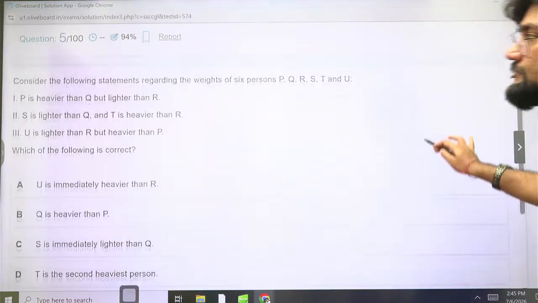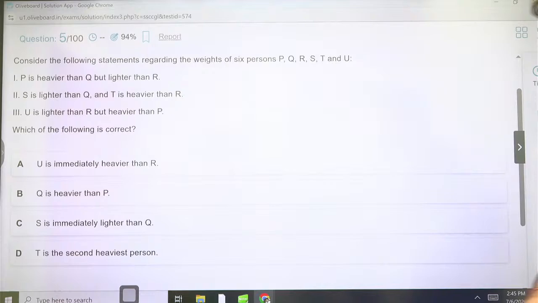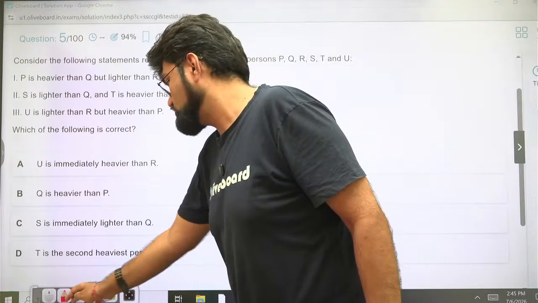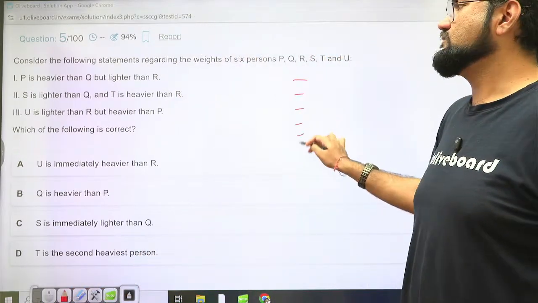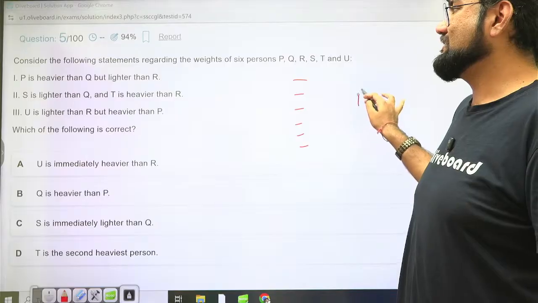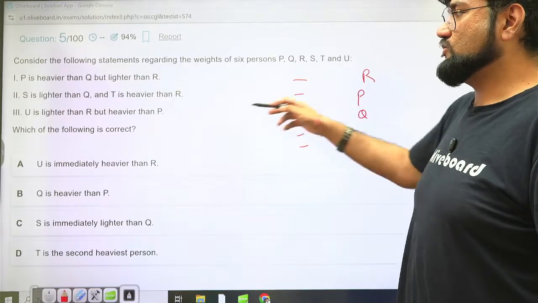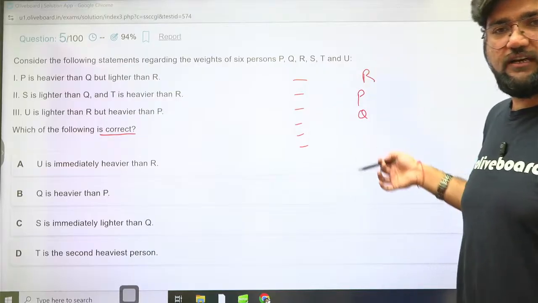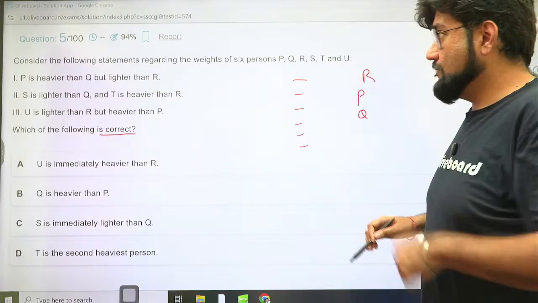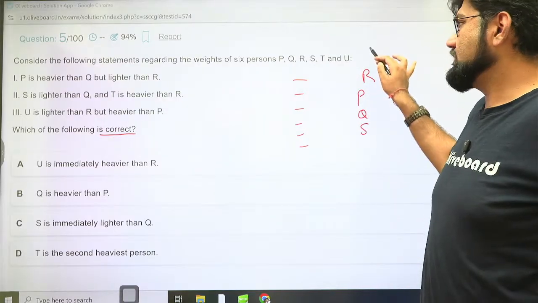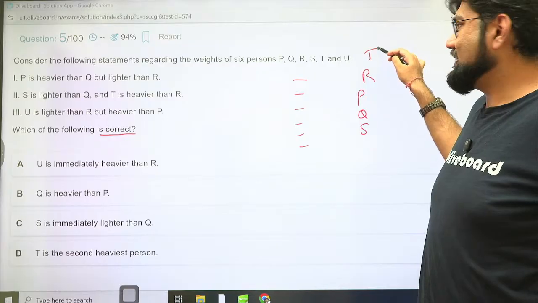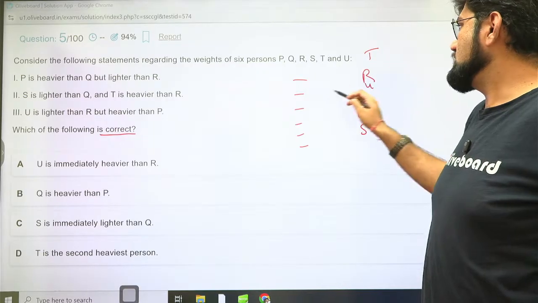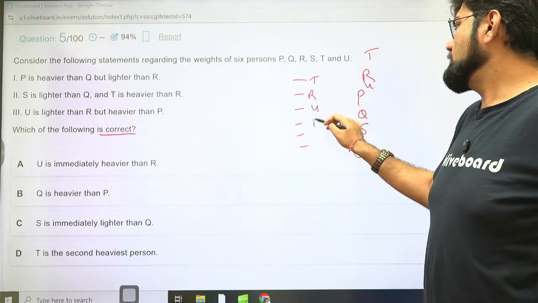Anyways, coming back, next. 6 people, wait. Okay, it's a comparison based question. So we have 6 people, 1, 2, 3, 4, 5, 6. P is heavier than Q, lighter than R. What is the question? The question is which of the following is correct? Now in this, the options will not help you. You will have to have the correct complete arrangement with you here. S is lighter than Q and T is heavier than R. And U is lighter than R but heavier than P. So this is the arrangement: T, R, U, P, Q, S.